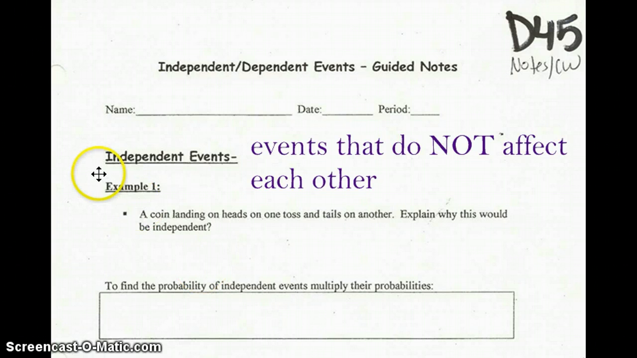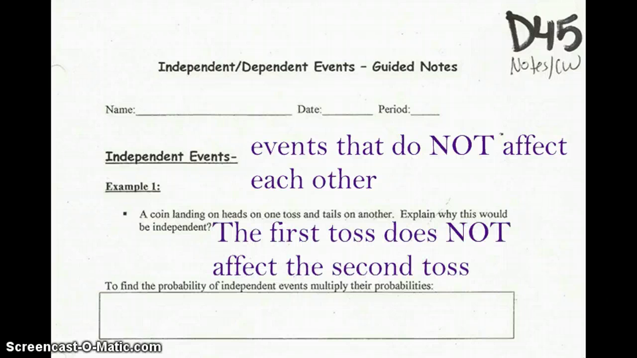As an example, looking at example 1, a coin landing on heads on one toss and tails on another. Explain why this would be independent. The reason why this is an independent event is because the first toss does not affect the second toss. What you get the first time doesn't change or affect what you get the second time.